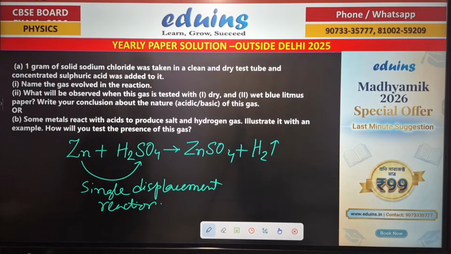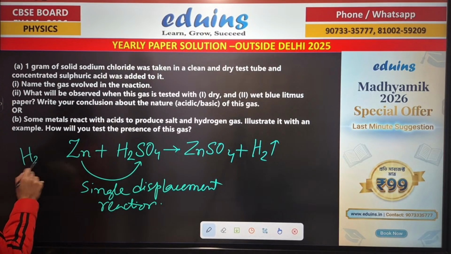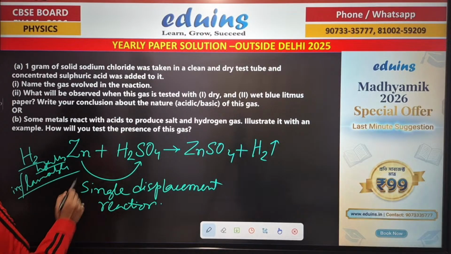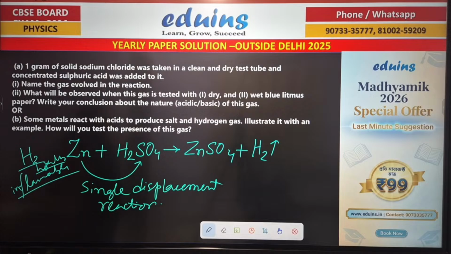Now, how will we test the presence of this gas? You know that hydrogen gas is very flammable, highly inflammable. At train stations, there is a notice. Have you ever noticed that? Highly inflammable articles are not allowed into the train. So hydrogen gas is highly inflammable.